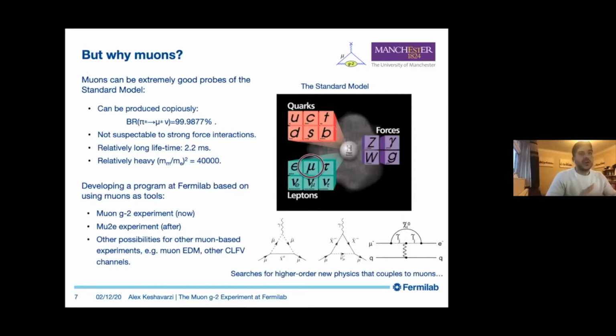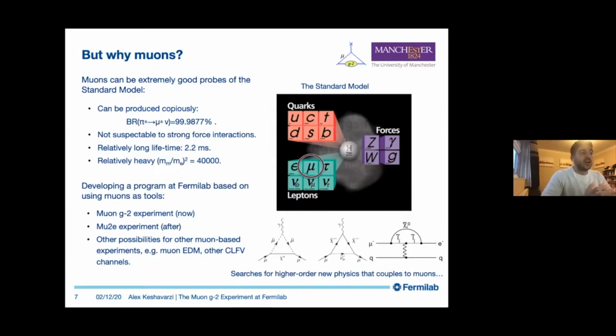The other question you can ask is, why muons? Why do we think that muons are a good tool to probe the standard model? Well, first of all, muons are very easy to produce. And you can see that here, pions decay almost 100%. The branching ratio from the pion decay to muons is almost 100%. And if we have a proton beam, well, then pions are a very easy product to make from proton beams. And so at Fermilab, we use the proton beam to produce pions, which then decay into muons, which we use to do our measurements.